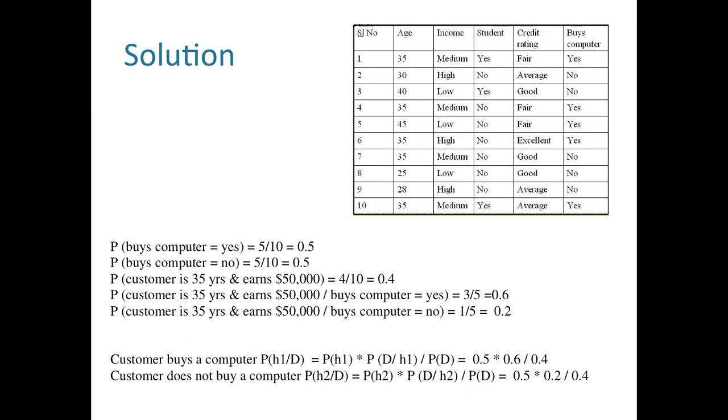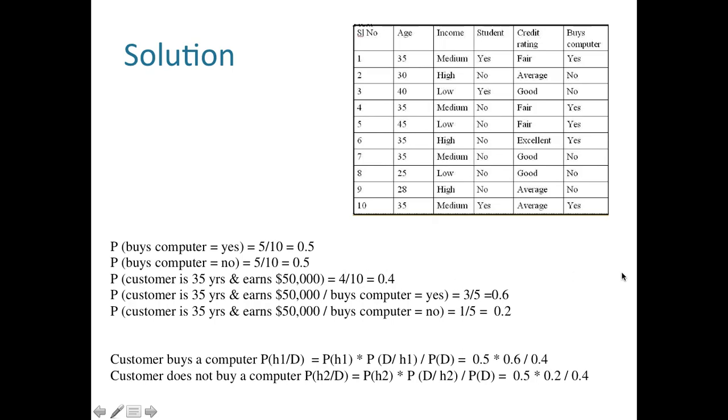We do the same thing for the other one. So we look at the table and see how many times the individual does not buy a computer, and after looking at the no's, we look for a 35 and medium. We have a no with 35 and medium here, and it's the only one. So 1 case out of the 5 no's that we have happens.